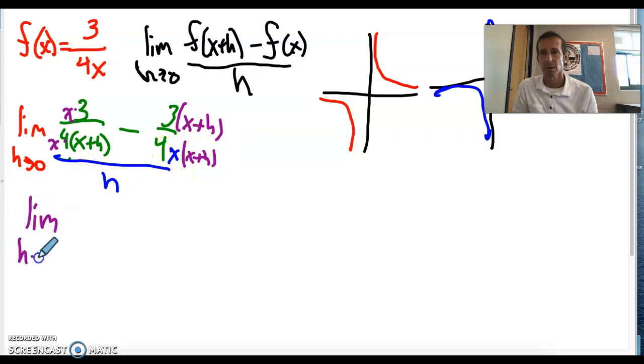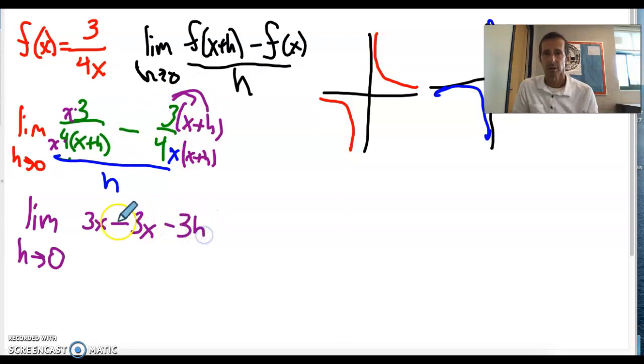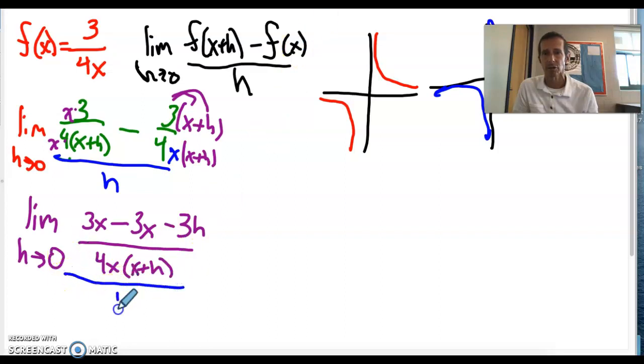I know that bottom h has to cancel out somehow. So this gives me 3x minus, and this is minus 3, so if I distribute that, I get minus 3x, and minus 3h. That is all over my common denominator of 4x times x plus h. Doesn't look very friendly. And that's all over h. So I'm going to clean this up first before I clean up this denominator.